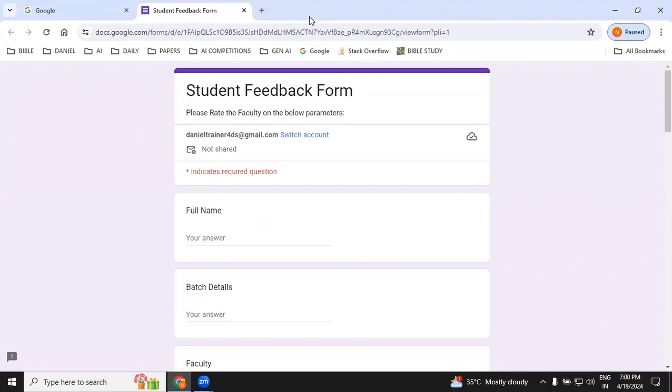If at all you have not received the form, please let me know. I will go ahead and share the link for you once again. Those who have filled in the form can leave for the day, and you can log in tomorrow with the same login credentials. Still, I see around 32 people, so still 32 people are there.